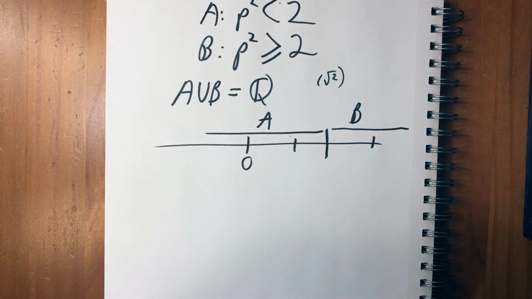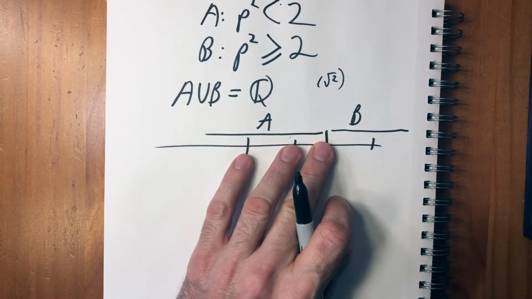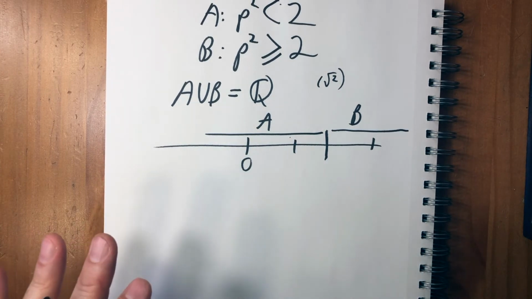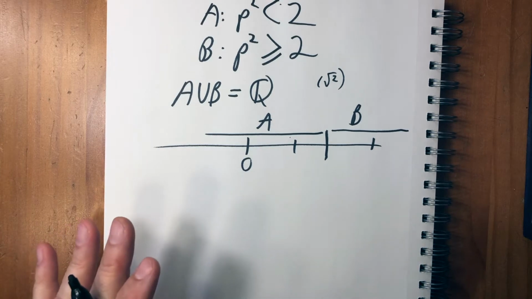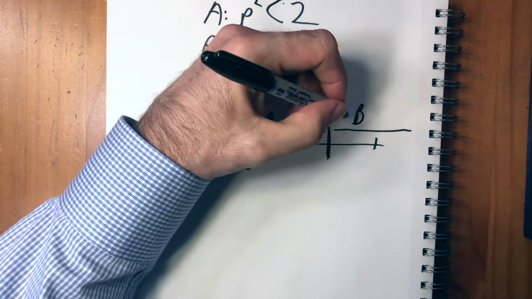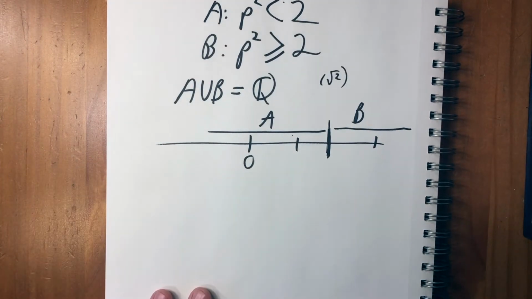But does A have a smallest upper bound? Does it have a least upper bound? And the answer to that is no. In the rational numbers, no. There is no number here that is the least upper bound.